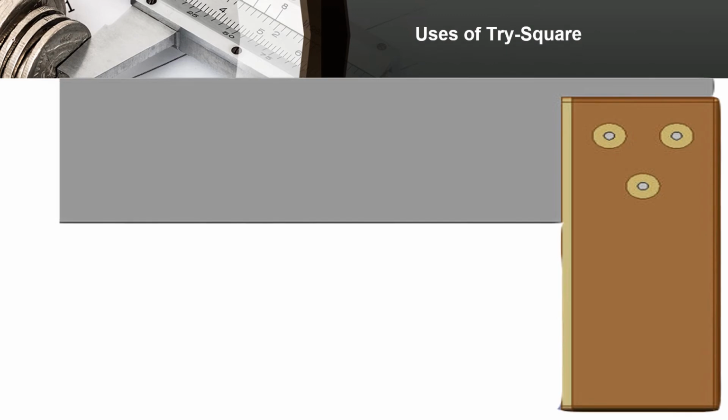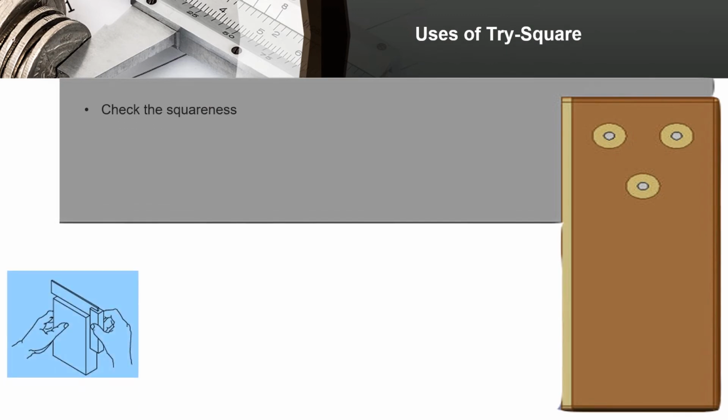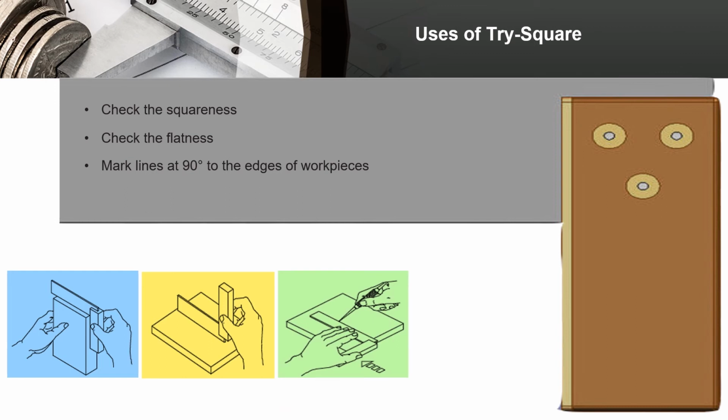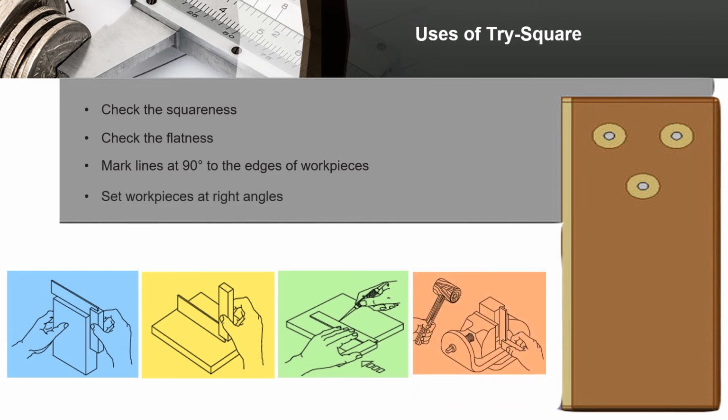Uses of trisquare. The uses of trisquare are to check the squareness, check the flatness, mark lines at 90 degrees to the edges of workpieces, set workpieces at right angles.